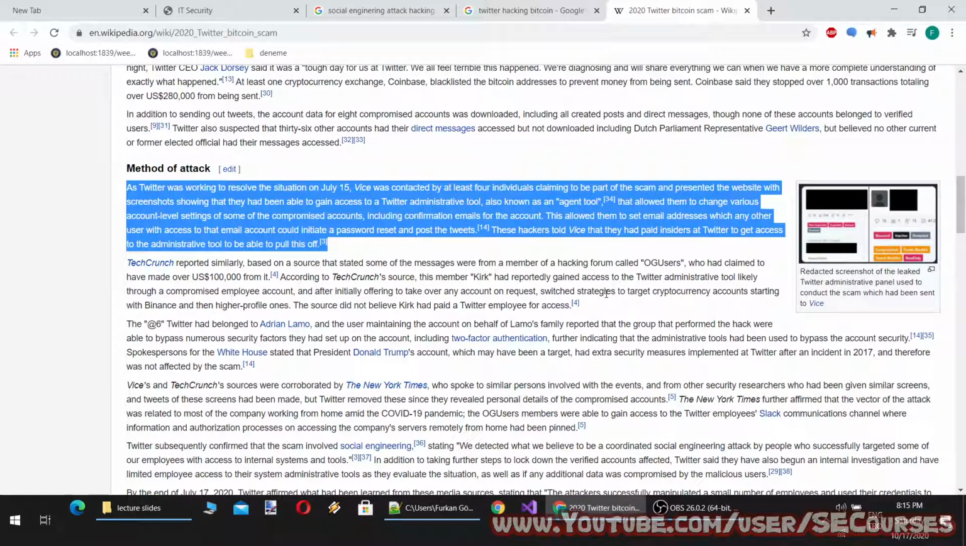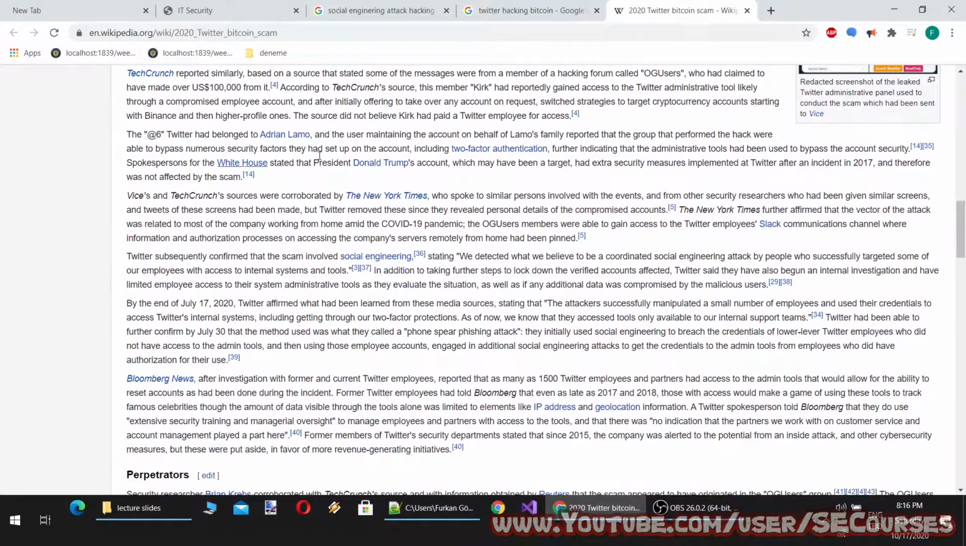As Twitter was working to resolve the situation on July 15, Vice was contacted by at least four individuals claiming to be part of the scam and presented the website with screenshots showing that they had been able to gain access to a Twitter administrative tool, also known as an agent tool, that allowed them to change various account-level settings of some of the compromised accounts, including confirmation emails for the account. This allowed them to set email addresses with which any other user with access to that email account could initiate a password reset and post the tweets. These hackers told Vice that they had paid insiders at Twitter to get access to the administrative tool to be able to pull this off. So this was the claim.